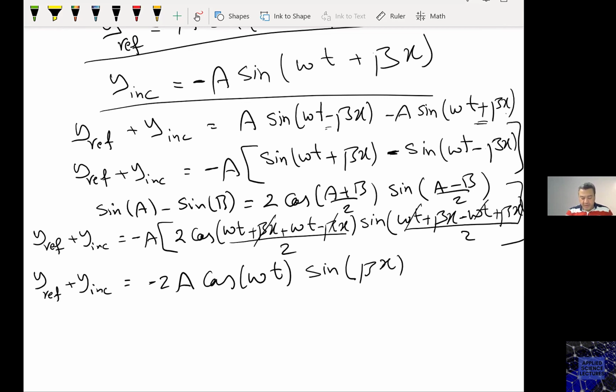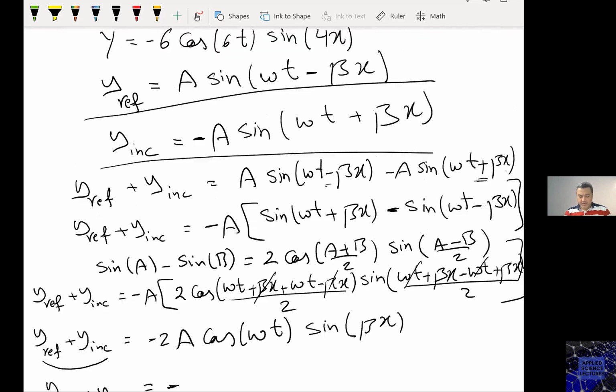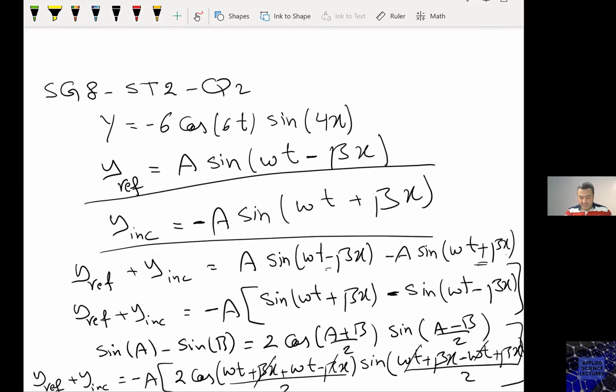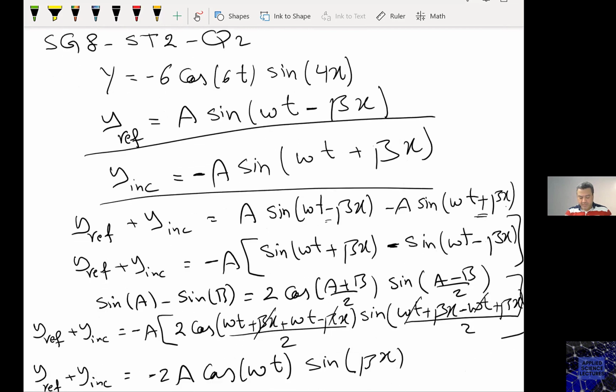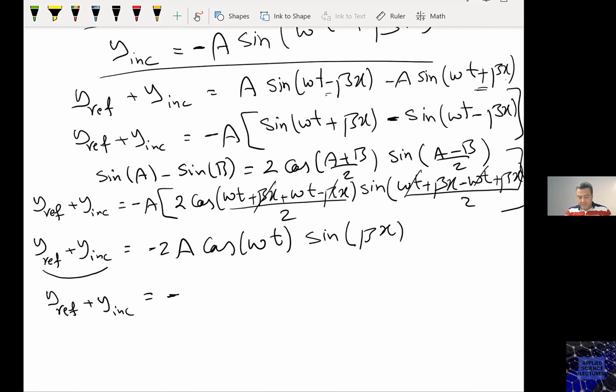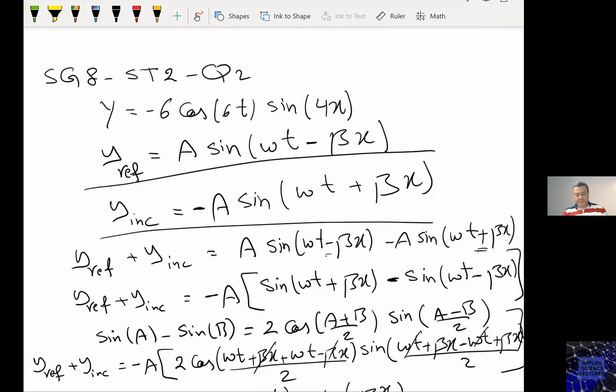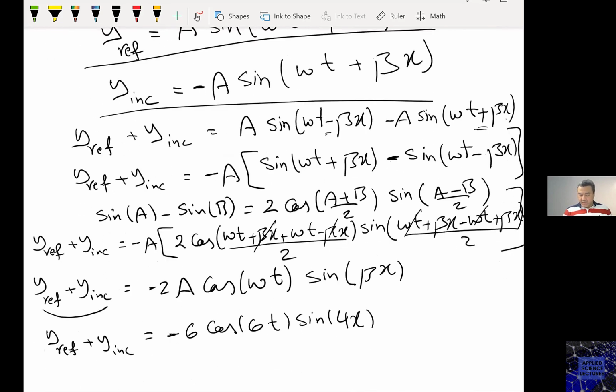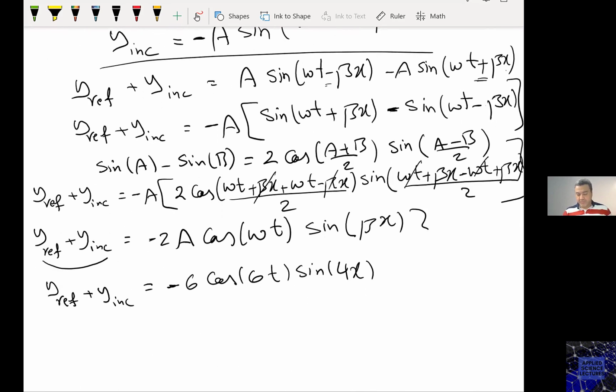I also know that y reflected plus y incident, from the equation that was given to me, equals minus 6 cosine 60 sine 4x. Now if I equate those, they are equal.